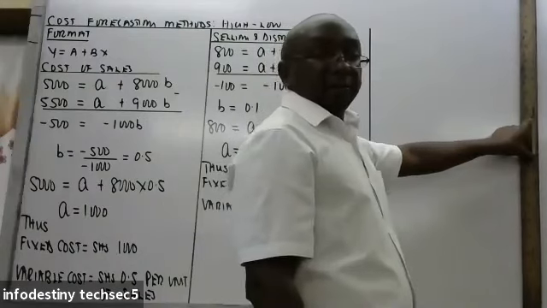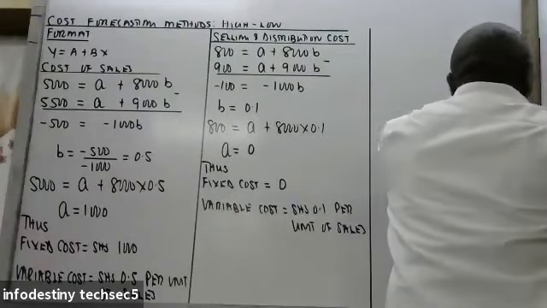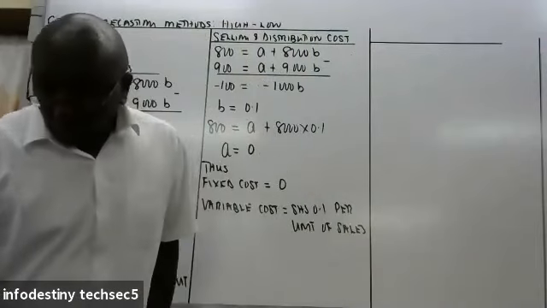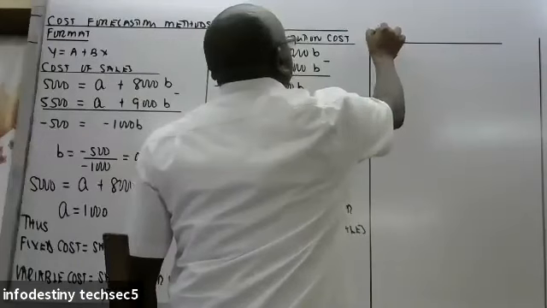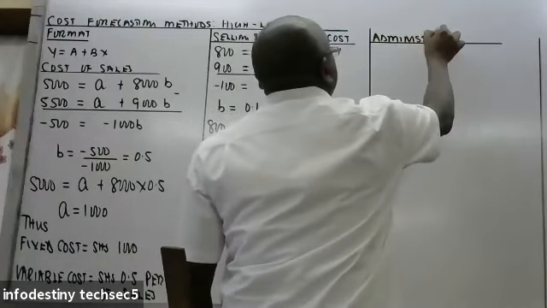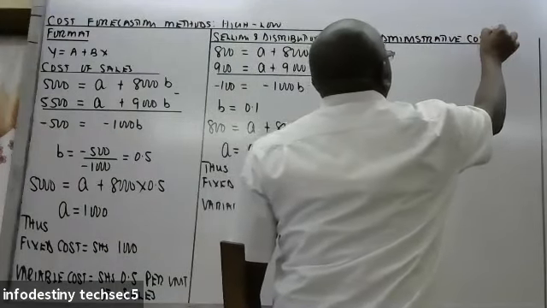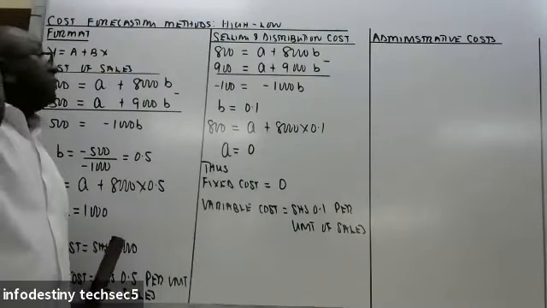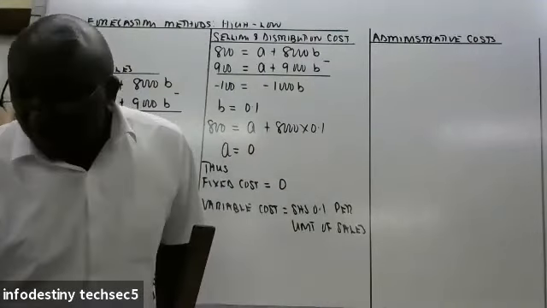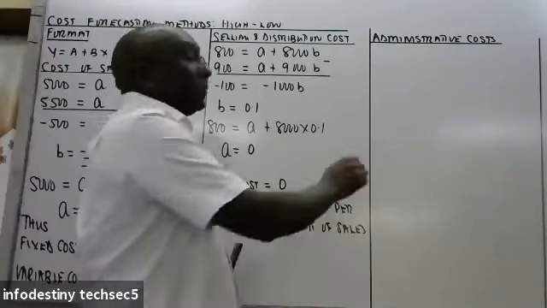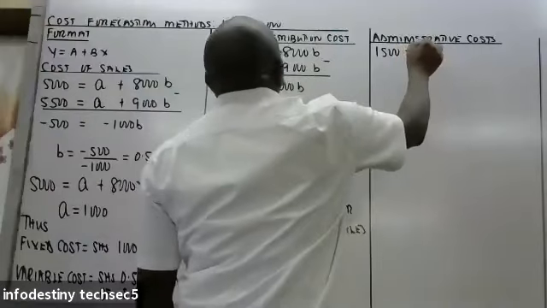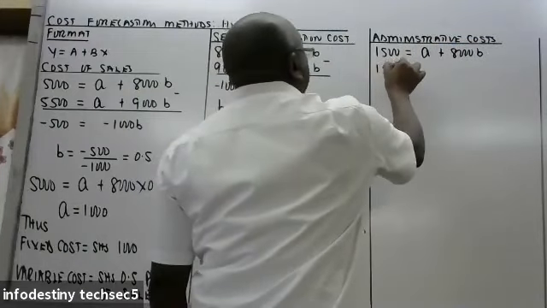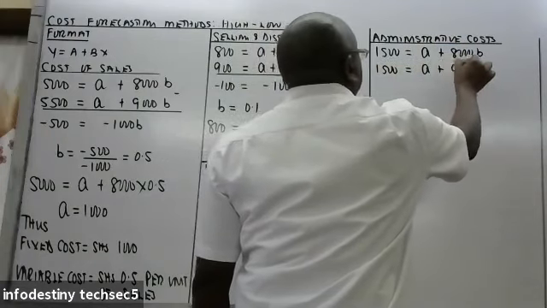So the next one is what they are calling administrative costs. Administrative costs, again, when we get there, we find it is 1,500 being equal to A plus 8,000 B. And then 1,500 equal to A plus 9,000 B.